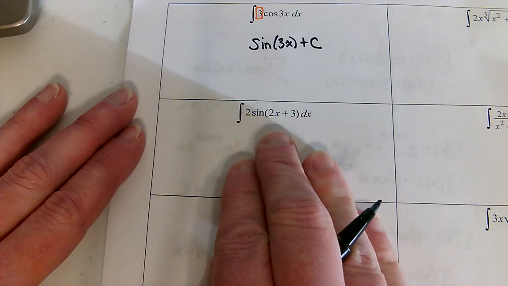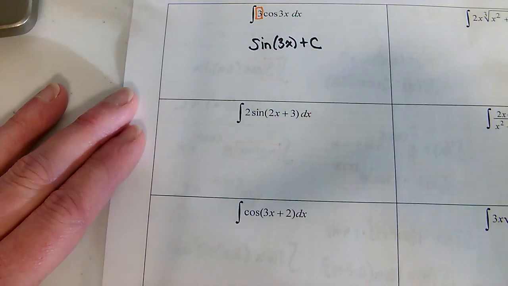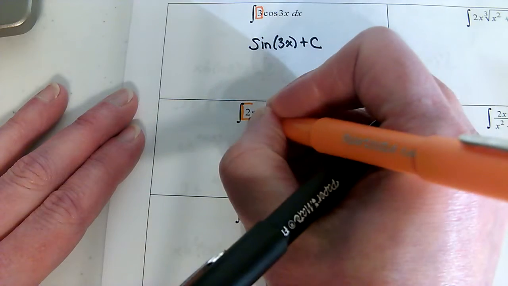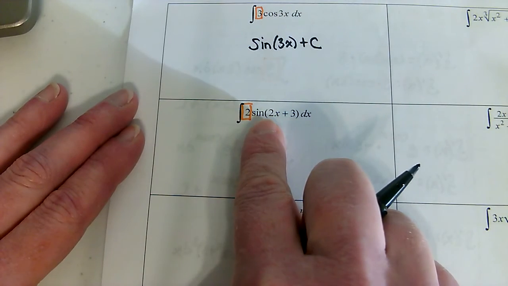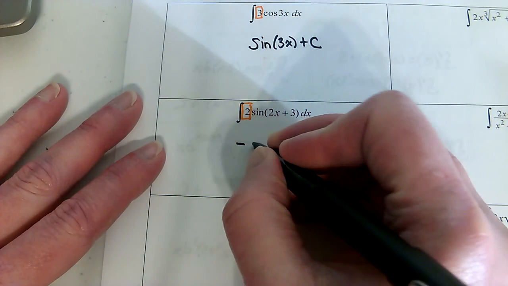The next one. 2x plus 3 is the peanut. The derivative of that is just the 2. Antiderivative of sine would be negative cosine.